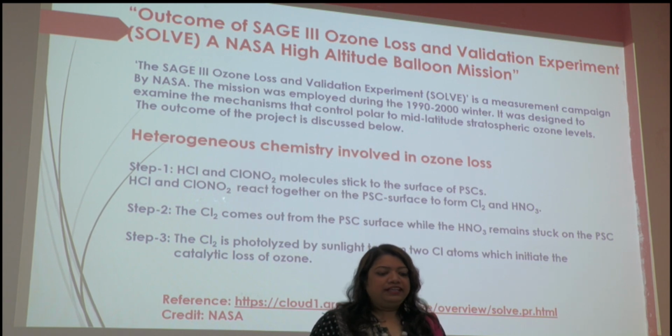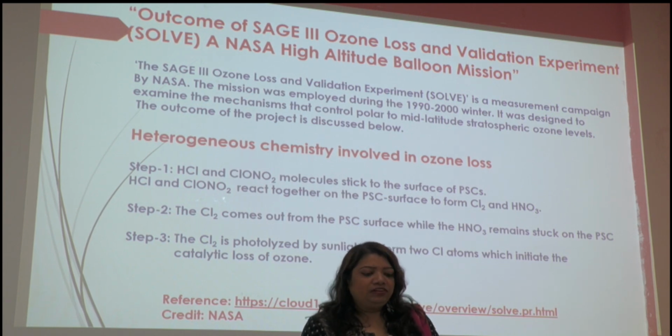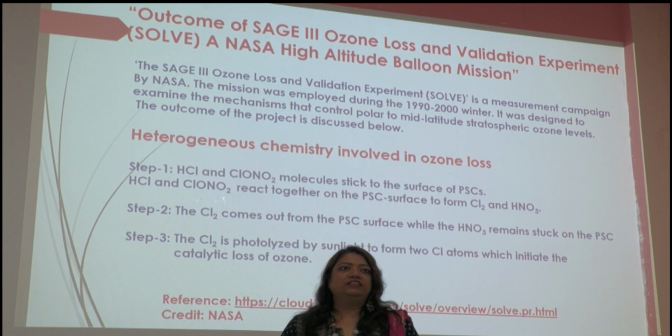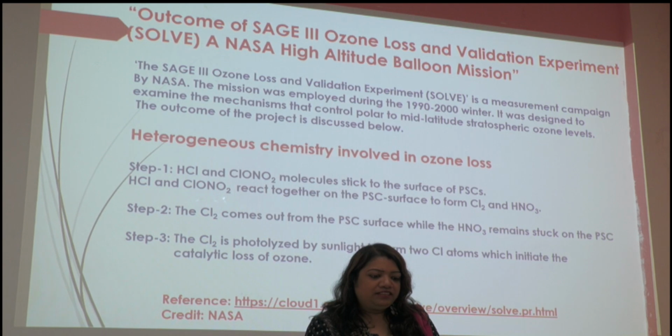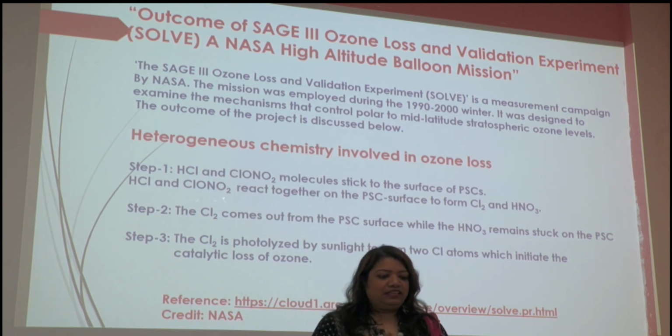So the heterogeneous chemistry involved in this ozone loss is divided into 3 steps. So what is the first step? In the first step, HCl and chlorine nitrate molecules stick to the surface of the polar stratospheric cloud.